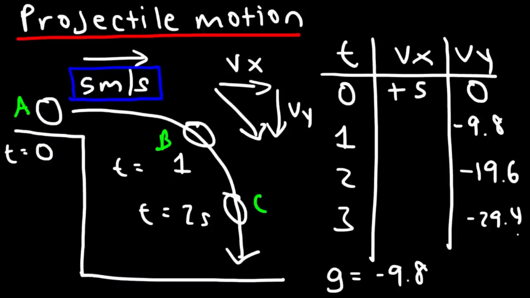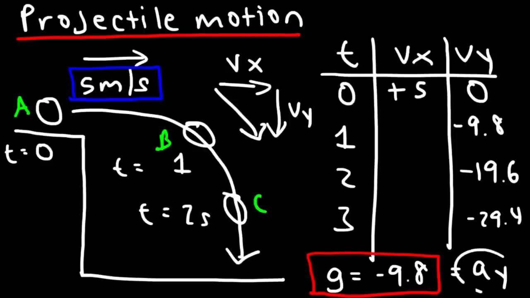Now what about Vx? It's important to understand that g, negative 9.8, is a vertical acceleration, not a horizontal acceleration. It's not ax, but ay. So this number does not affect Vx. So when dealing with projectile motion, unless this ball has some rocket thrusters, Vx is constant. It doesn't change.